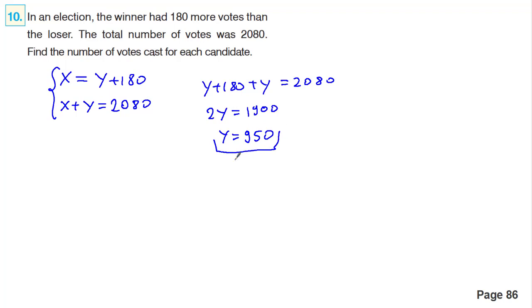That leaves us with y equals 950. So the loser got 950 votes. What about the winner? Well, the winner got 950 plus 180. That gives us 0, 3 carry 1, 1130 votes.